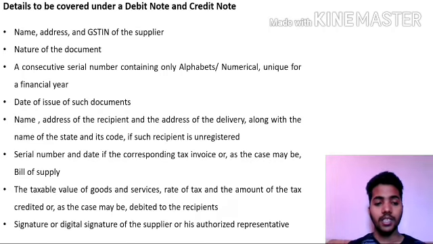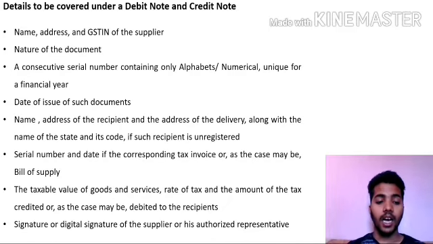And the next one is the taxable value of goods and services, rate of tax, and the amount of tax credited or, as the case may be, debited to the recipient. The taxable value is the amount on which the tax is to be calculated, and the rate of tax, whether 18, 12, whatever the rate is, should be mentioned there, according to which the tax is calculated, and the amount of tax credited or debited should be mentioned there.